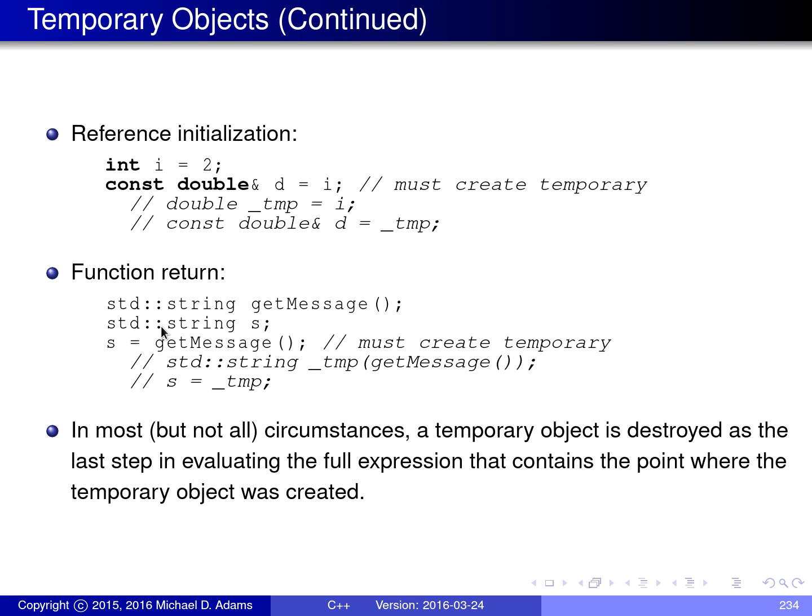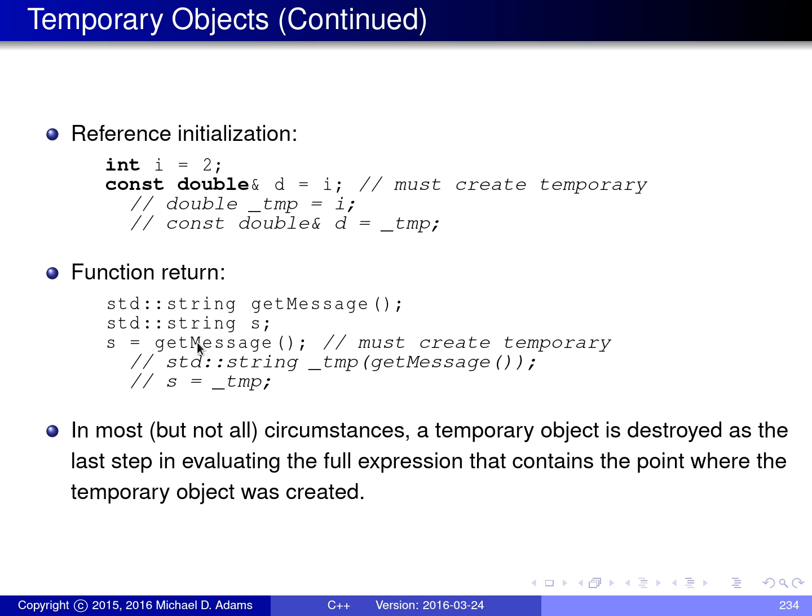Then we have some code here where we have a string variable called s, and we call this function getMessage, and then the return value from this function, which is a string, is then assigned to the variable s. In order to execute this line of code here, the compiler needs to introduce a temporary object. The reason why is that it needs to store somewhere the return value of this function. So the return value of this function can then be passed into the assignment operator, in other words, operator equals, for the class string to actually do the assignment part of this line of the code.